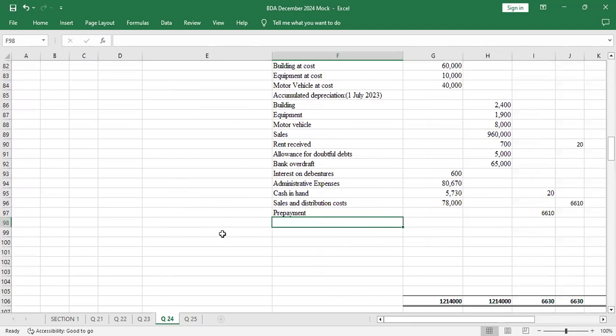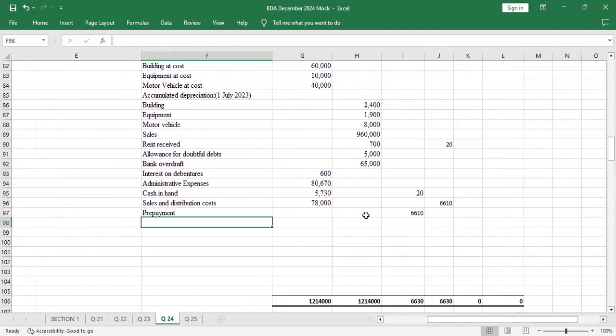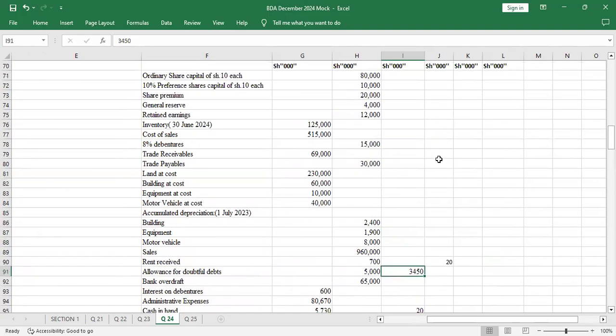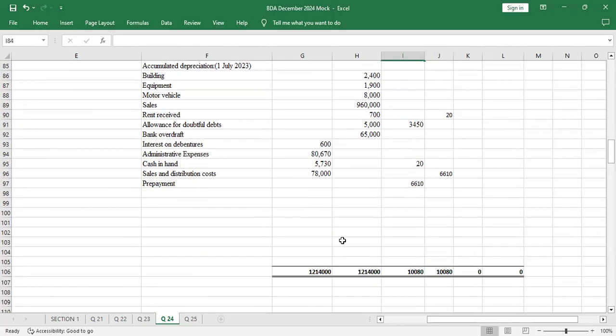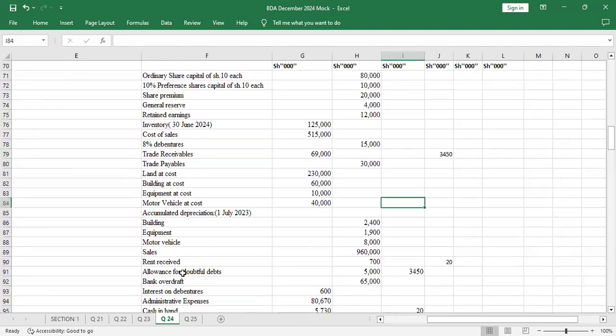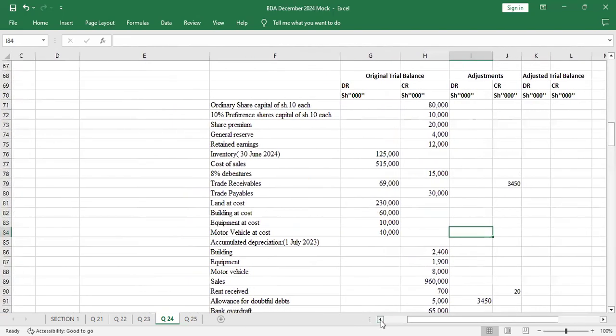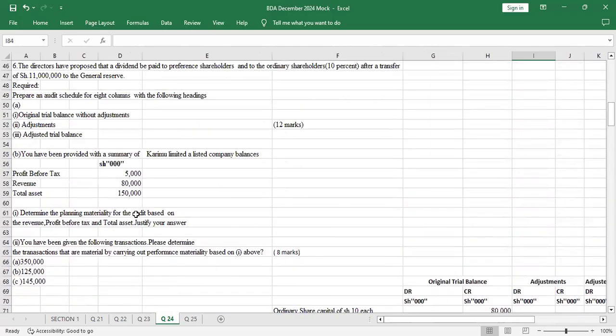and you debit the account, because it reduces. So you'll debit the allowance for doubtful debts account with 3450. Then you credit the trade receivables because it reduces, the allowance reduces the trade receivables account. So it was 3450, that's the double entry. Then go to the next item, slowly.